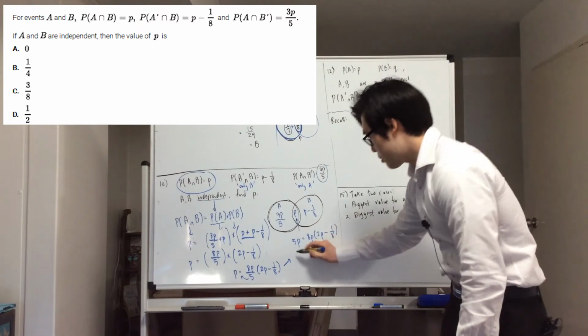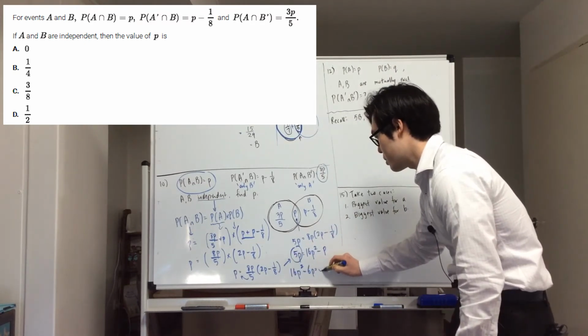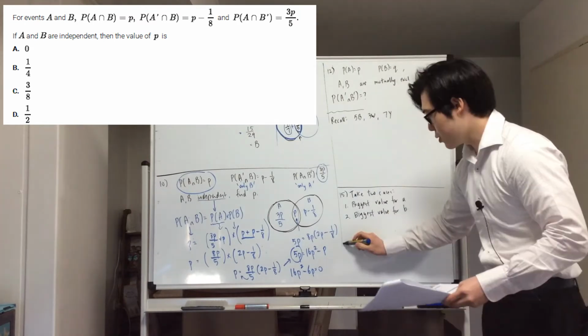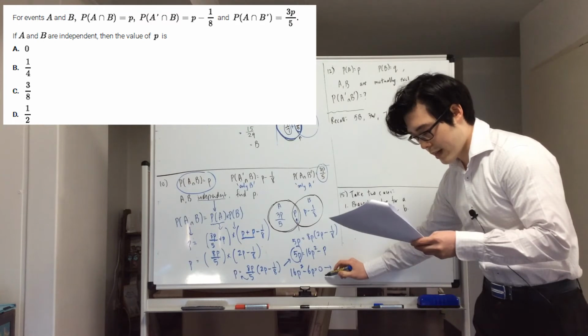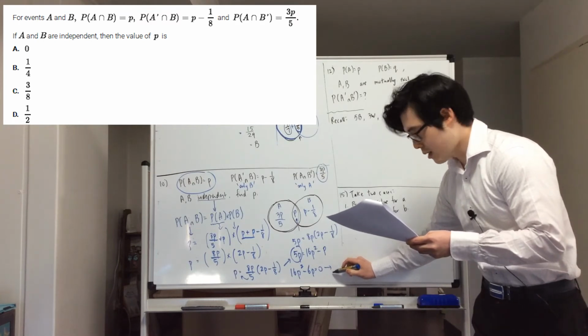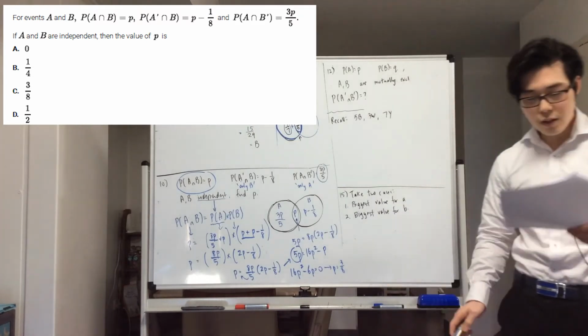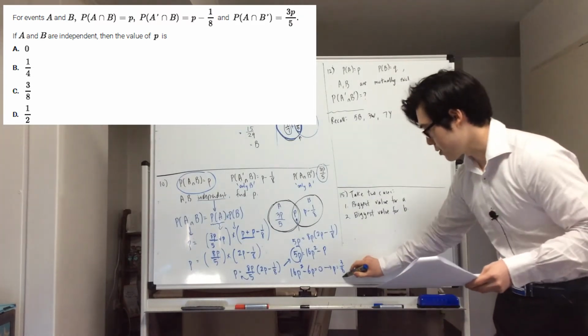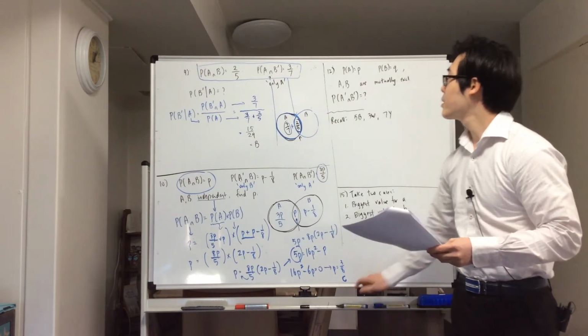Let's expand this. 5P, 6P equals 0. You should know what to do from here, obviously. So factorize it, and then you should be able to get P equals 3 over 8. So that's how you do this question. The answer is C. Quite a tricky question, as you can see.